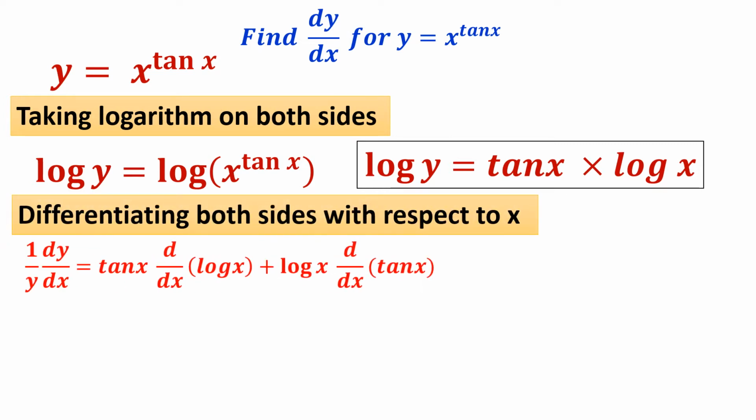The left hand side, log y, differentiation is 1 by y dy by dx. On the right hand side you have to use the product rule. Keep the first, differentiate the second. Keep the second, differentiate the first. Tan x d by dx of log x plus log x into d by dx of tan x.